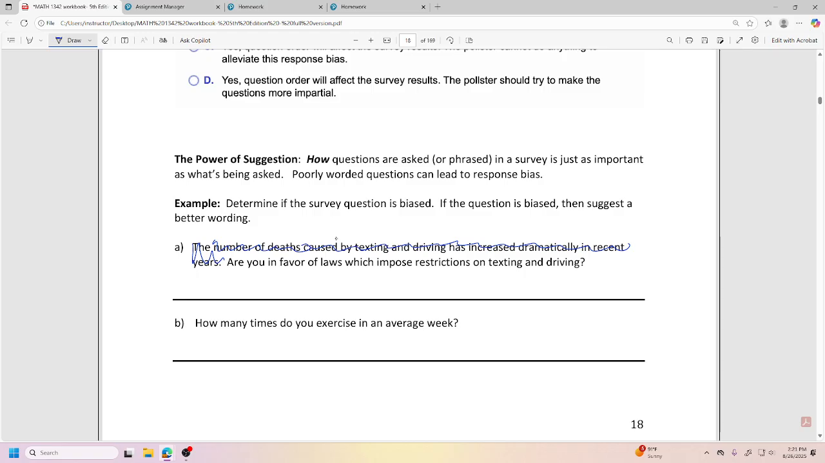Here's another one. How many times do you exercise in a week? Is that biased? Not really. Just like asking, do you like pizza? How many times do you exercise? There's no real anything here. So I'm going to say this is unbiased, unbiased, and here I'm going to say just remove the first sentence, and that's the best thing I can say for that one.